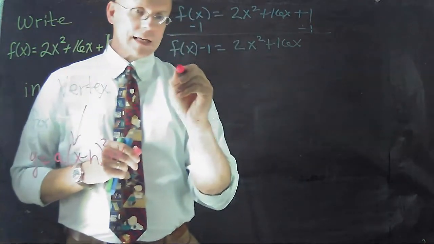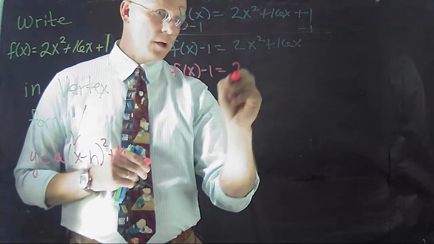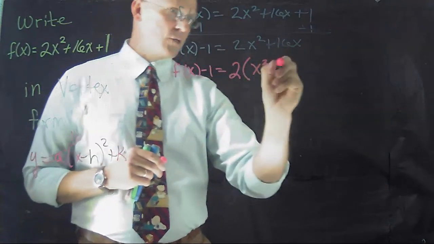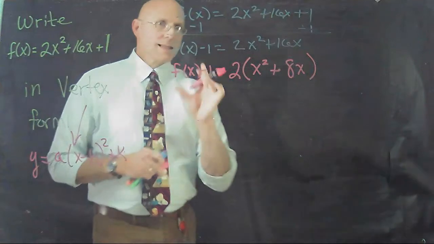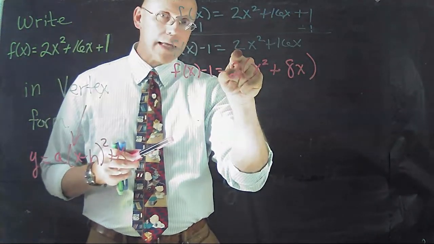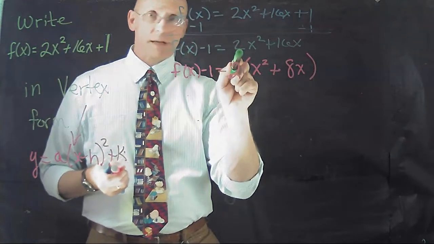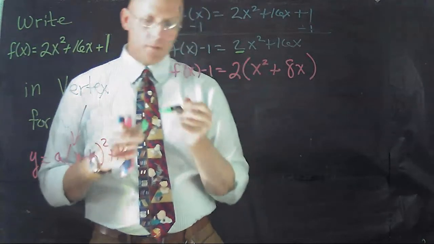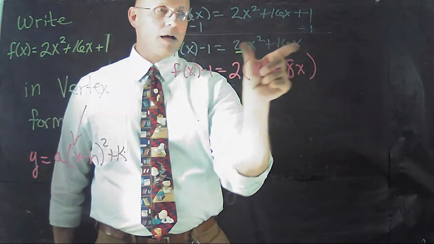So what I get is f of x minus 1 equals. So I'm going to factor a 2 out. So I'm going to be left with x squared plus 16 divided by 2 is 8x. Boom. There it is. So I had to factor out this number right here, whatever it was. If this was a 3, I would have had to pull out a 3. If that would have been a 6, I would have had to factor out a 6. Notice, I did not pull out the greatest common factor. I did not pull out the x's at all.